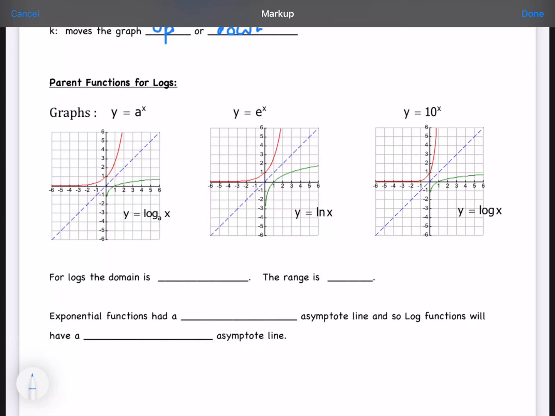So for logs, the domain is x greater than our h value, whatever we shift. And our range is all reals. Whereas with exponentials, the domain was all reals, and the range was y greater than or less than k, depending on which way the graph opened. Now it goes opposite. Exponential functions had a horizontal asymptote, but logarithmic functions have a vertical asymptote. So you can see they're basically opposite in every way.